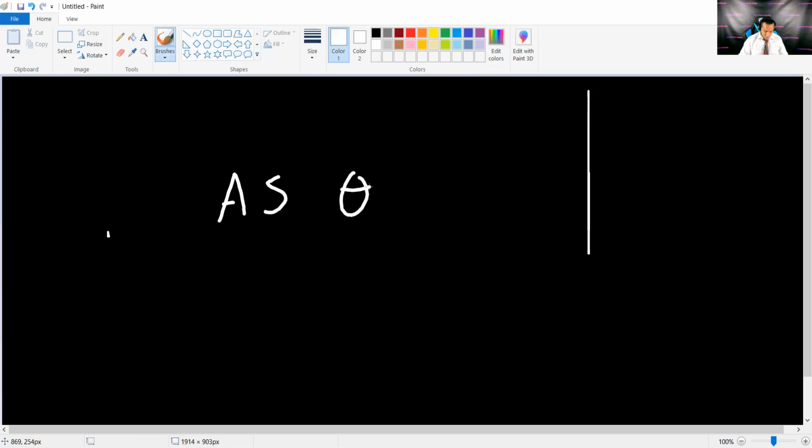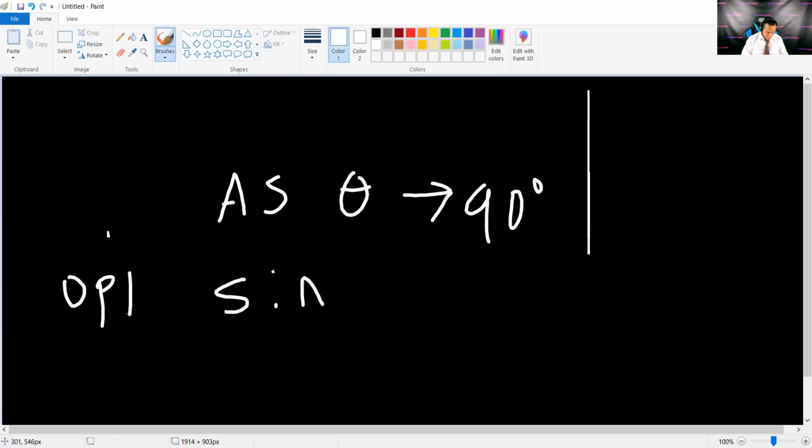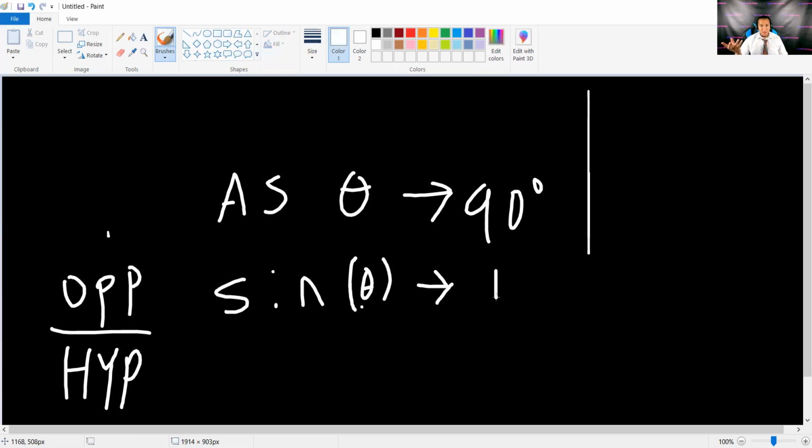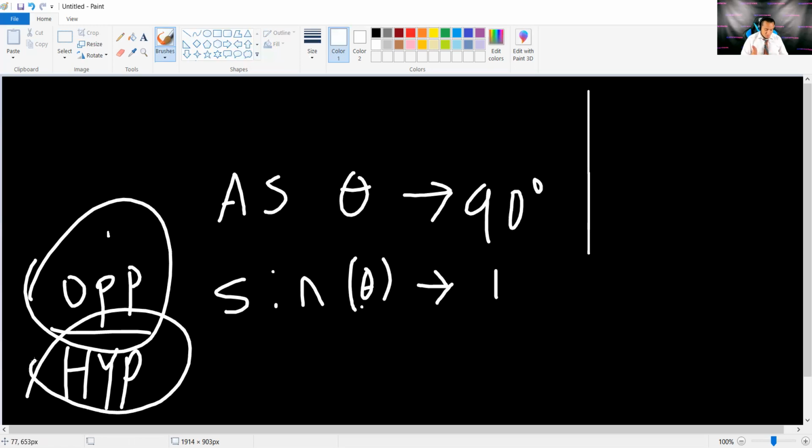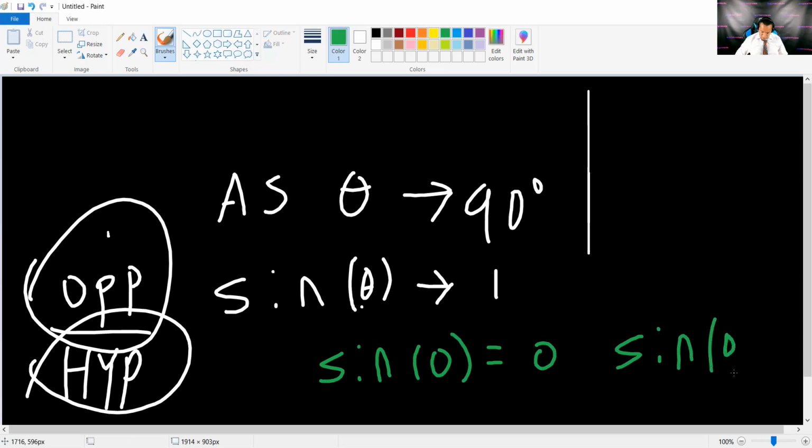Therefore, as theta goes to 90 degrees, sine, or in other words, opposite over hypotenuse of the angle goes to 1. Why? Because the opposite and the hypotenuse are becoming the same. When you divide the same thing by itself, you get 1. 7 divided by 7 is 1. 20 divided by 20 is 1. Mr. Calderon divided by Mr. Calderon is 1. So that's why you have these values right here in green. Sine of 0 equals 0, and sine of 90 equals 1.